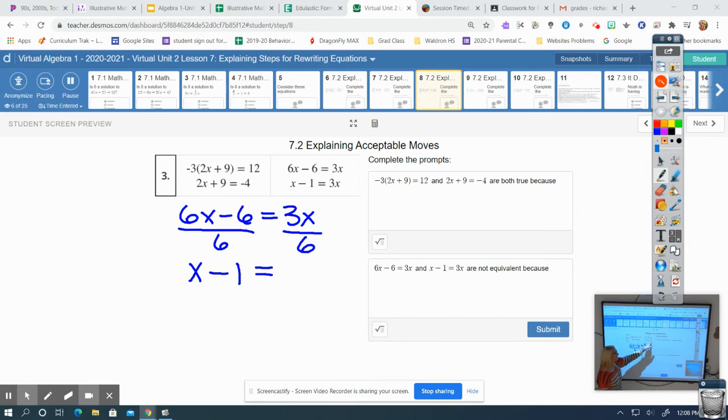And where they messed up, they did not divide the 3x by 6. So you have to do that as well. And 3 divided by 6 becomes 1/2 x. And so that's where they messed up. Anytime you're doing something to one side of the equation, you also have to do it to the other side of the equation.